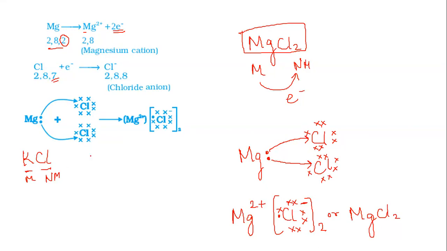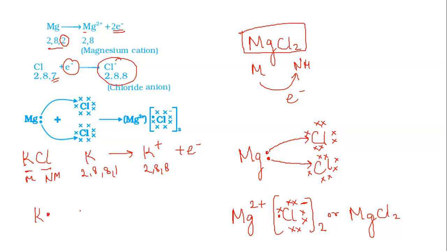Electronic configuration of potassium will be 2, 8, 8, 1. After losing 1 electron, it will become K+ 2, 8, 8. And Cl is 2, 8, 7. It will gain 1 electron. It will form Cl- 2, 8, 8. So potassium is having 1 electron. Chlorine is having 7 electrons.